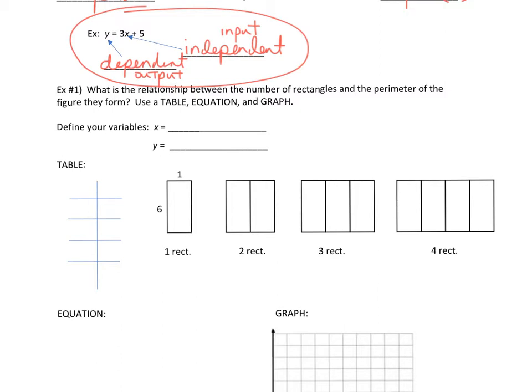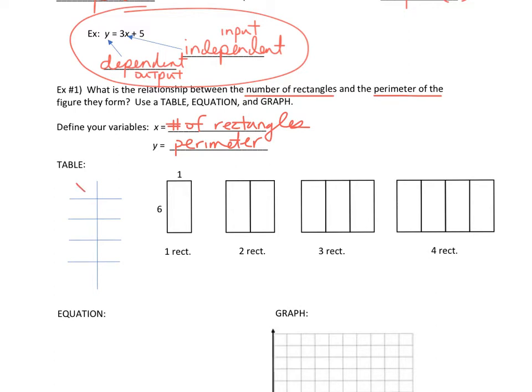So we're going to define our variables. It says, what's the relationship between the number of rectangles? So x is going to be our number of rectangles. Okay, and then our y is the perimeter of the figure. Because the number of rectangles affects the perimeter, right? So the perimeter depends on how many rectangles we have. So x is your independent variable. We can plug in any number of rectangles, and we'll see what perimeter we get out of that, okay?